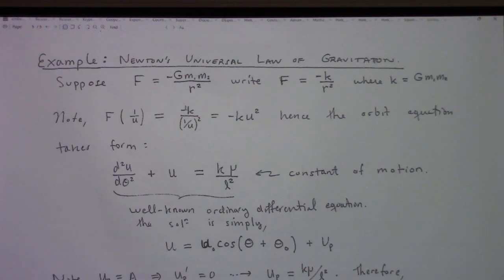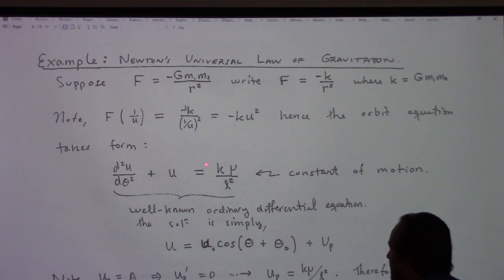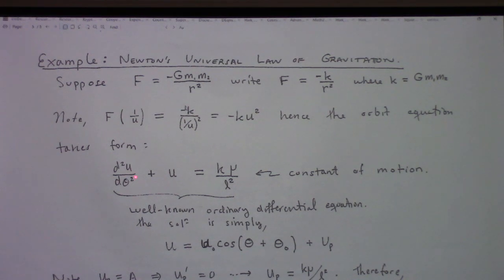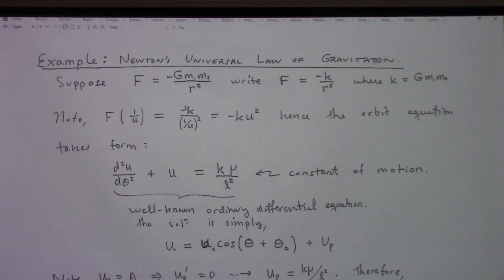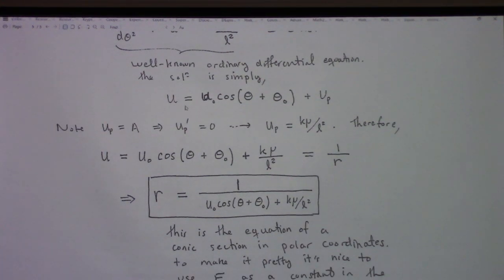So in particular, for the case we're most interested in, which is Newton's universal law of gravitation, the orbit equation just becomes this right here, which is just a constant. And so we're just solving that. And of course, this is easy to solve. It's u equals u naught cosine of theta plus theta naught plus a constant, but u is 1 over r.